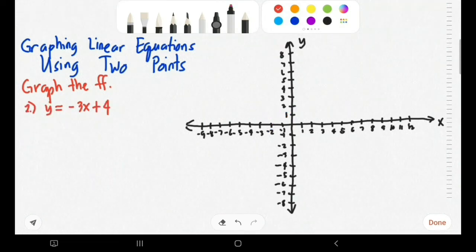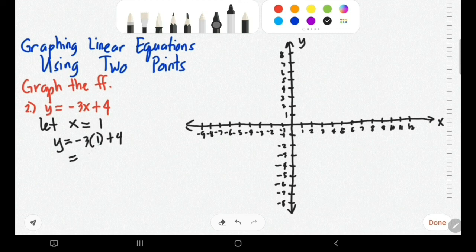Let's have another example. You have there the given y equals -3x plus 4. Again, you let any values for x, it's up to you. You can use 1 still because it's easy to graph when you use smaller numbers. Substitute: -3 times your x, which is 1, plus 4. Negative 3 times 1 is negative 3, plus 4. So y is 1.